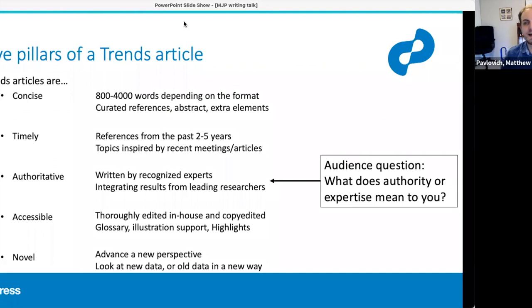And so I'm not going to open this up for questions right now, but think about this. What does authority or experience mean to you? I think it means different things to different people, whether this means people who have published a lot, people who published a lot of high impact works, people who are visible in terms of the community, going to conferences, organizing symposia, things like that. Maybe people who are active on social media or good communicators and like to engage the audience.